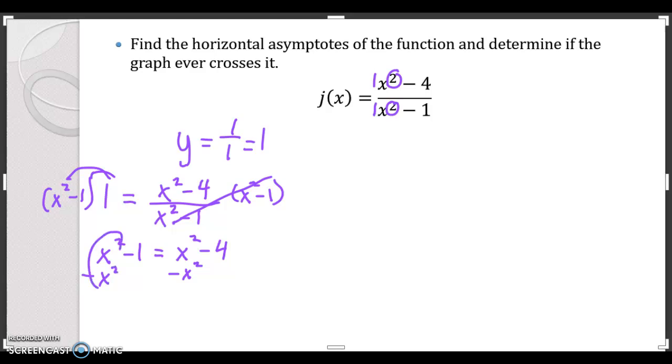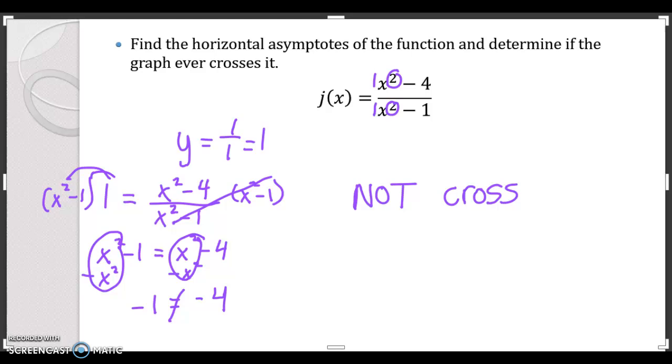Now, if I subtract x squared from both sides, those are going to go to 0, and these are going to go to 0. So I'm left with negative 1 equals negative 4. That's not a true statement, right? Negative 1 will never equal negative 4 in the base 10 model that we're working with. So the graph will not cross. It does not cross anywhere, because I couldn't get an x value out. I couldn't solve. So it does not cross. Okay. There you go.